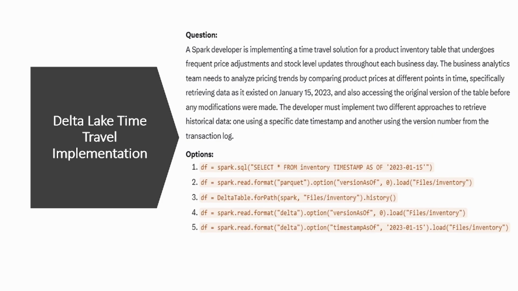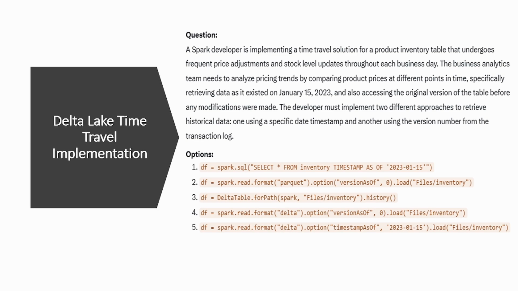And here are the 5 options. Option 1: df = spark.sql("select * from inventory timestamp as of 2023-01-15"). Option 2: df = spark.read.format("parquet").option("versionAsOf", 0).load("/files/inventory").